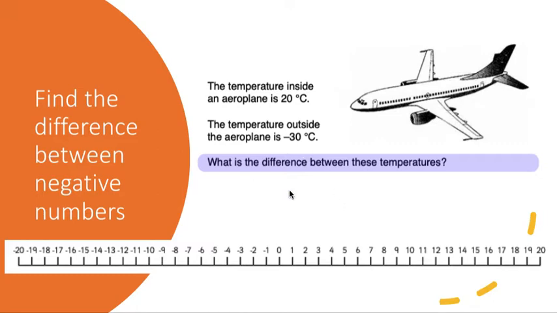So the temperature inside an aeroplane is 20 degrees C. The temperature outside the aeroplane is minus 30 degrees C. What is the difference between these temperatures? Pause and work it out. Let's move on to the next question.